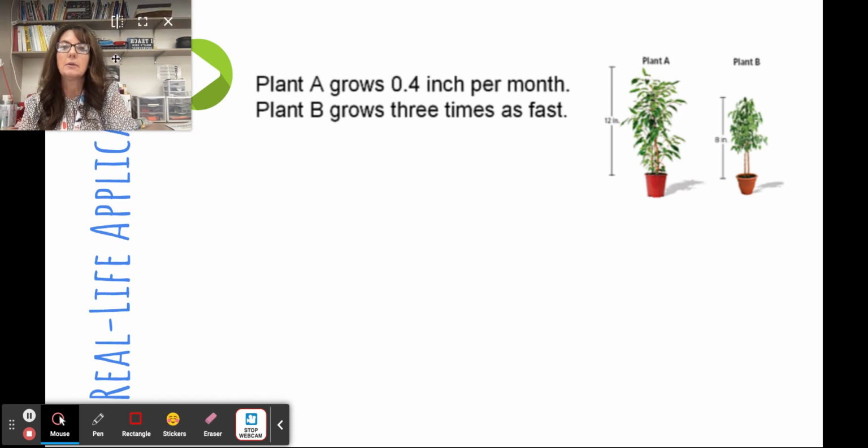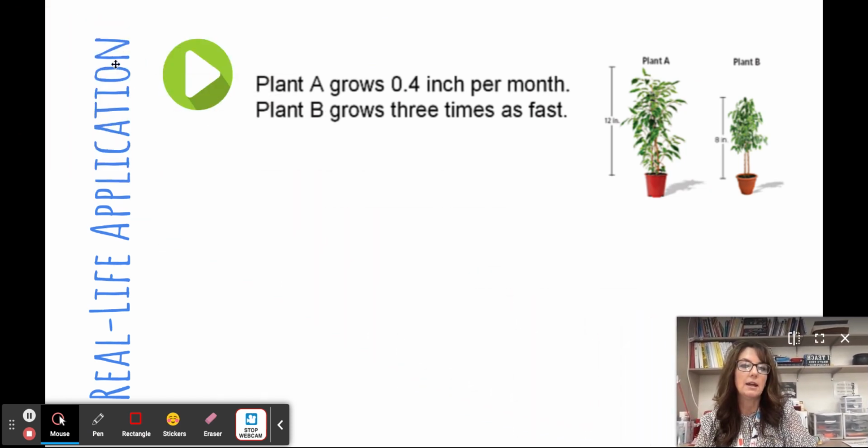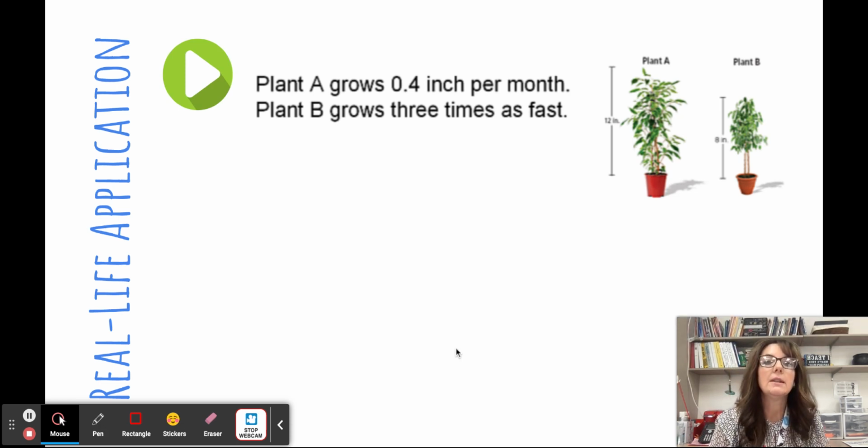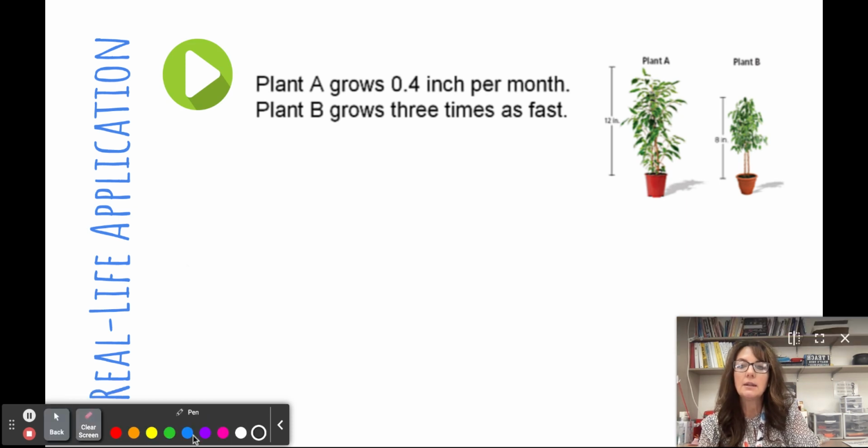All right, I'm going to move me back down to the corner, get out of the way. Plant A grows 0.4 inches per month. Plant B grows 3 times as fast. And you can see the heights. It looks like plant A is 12 and maybe plant B is 9. So I had written this equation. What we're looking for is after how many months are they the same height? We want to know how many months it'll be before they're the same height.